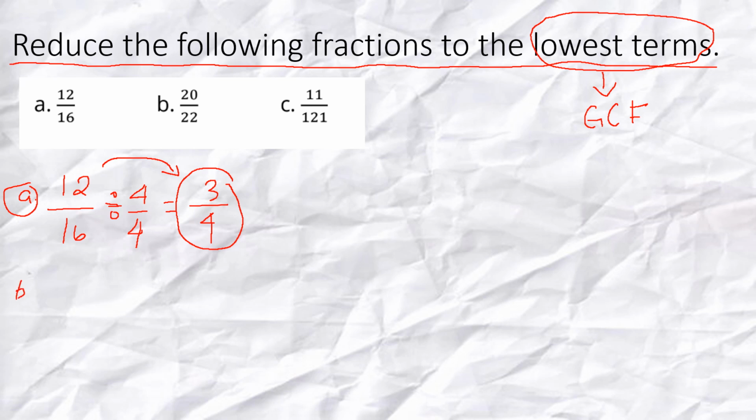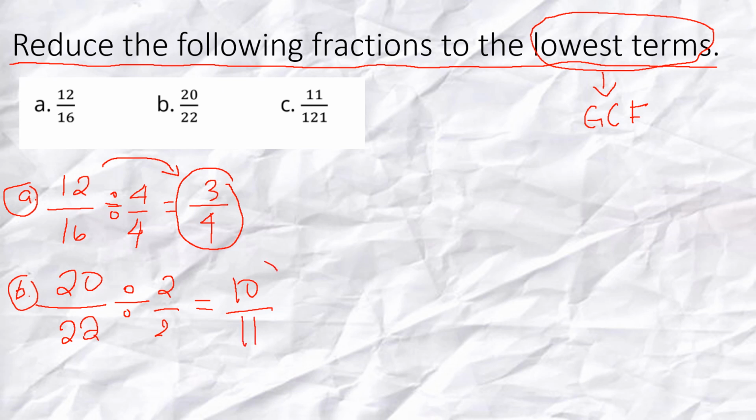Next, for the next fraction, we have 20 over 22. So the GCF of the numbers 20 and 22 is the number 2. So 20 divided by 2 is 10. 22 divided by 2 is 11. Therefore, the lowest term of letter B, which is 20 over 22, is 10 over 11.